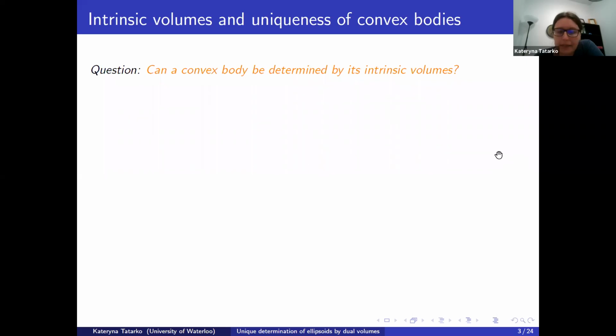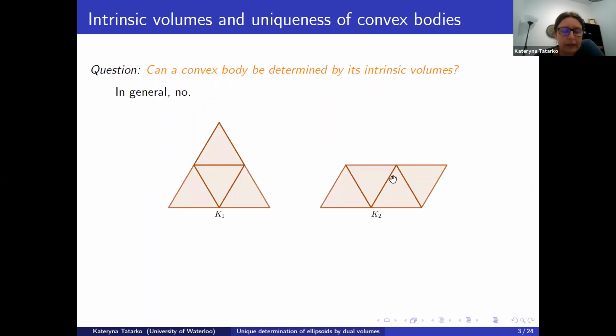And in general, the answer is no. One can construct examples in higher dimensions, but even on the plane, this is not true. I can look at this triangle that is formed by 4 equilateral triangles, and then I can rearrange these 4 equilateral triangles in such a way that I have this parallelogram. Both of these bodies have the same area and the same perimeter, but they do not coincide. So their intrinsic volumes are the same, but they do not coincide up to any isometry.